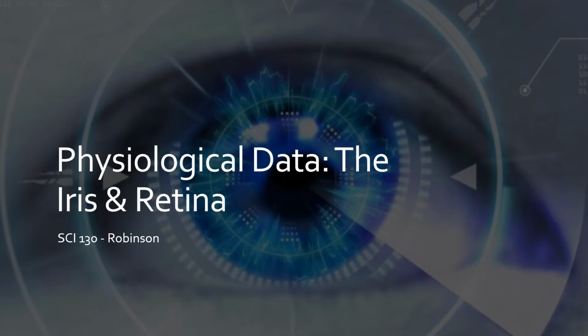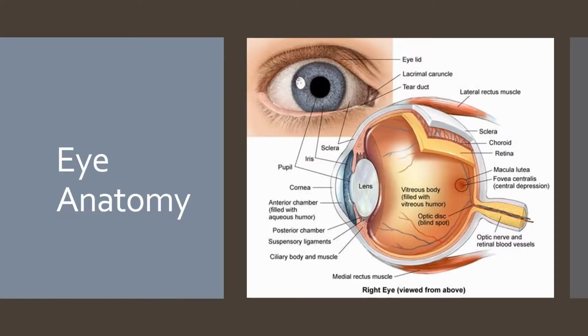Physiological data, the iris and retina. First, let's acquaint ourselves with some basics about the anatomy of the eye. The iris and retina are both features of the eye.